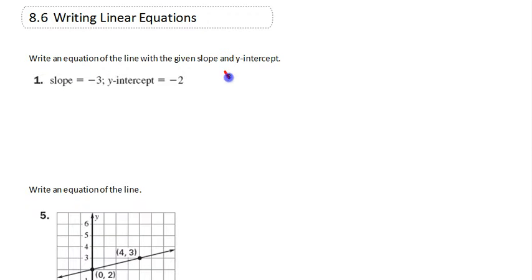So let's think about what we talked about in the last video. We said that slope-intercept form was y equals mx plus b. So, m we said represented the slope, and b represented our y-intercept.